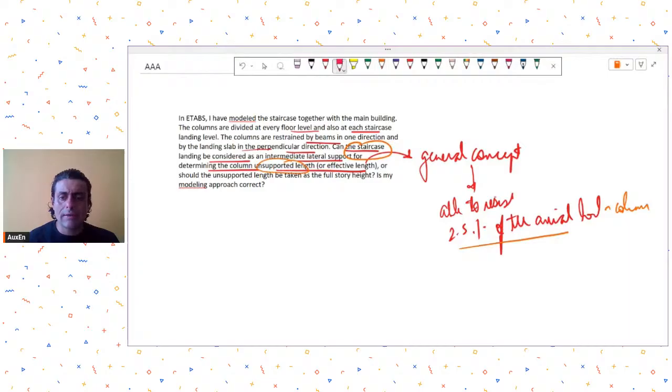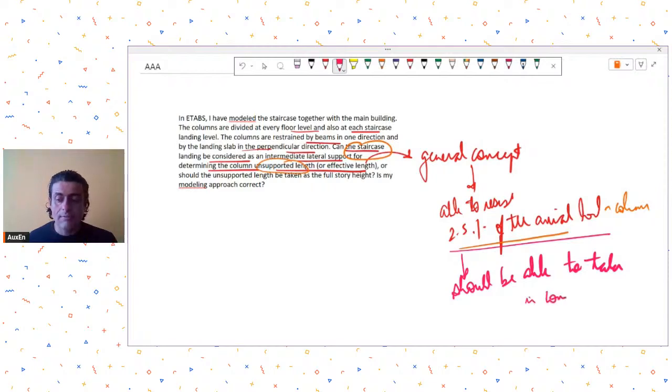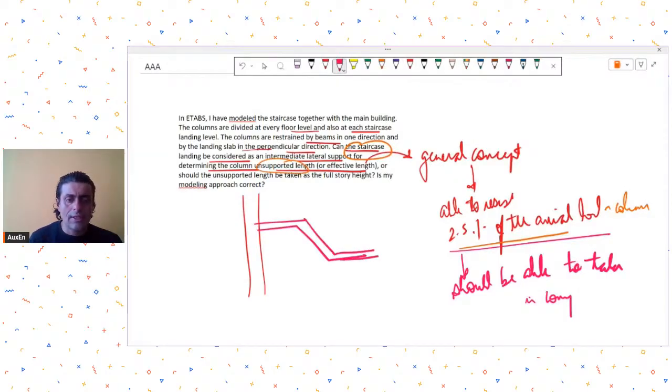And this landing slab, when we are checking this, should be able to take it in compression. Okay, should be able to take this 2.5% of axial load in compression. So this means that in elevation, suppose this was my column, just drawing a very rough diagram, and this was my staircase landing. So whatever is the axial load in this column, you take 2.5% of it, and this landing slab should be able to resist that in compression.